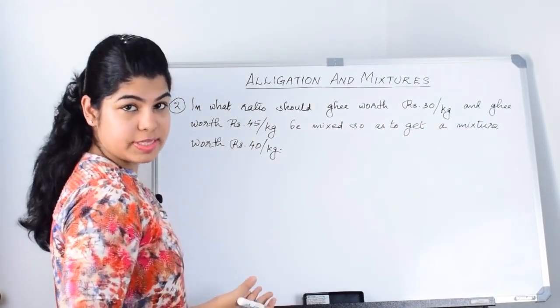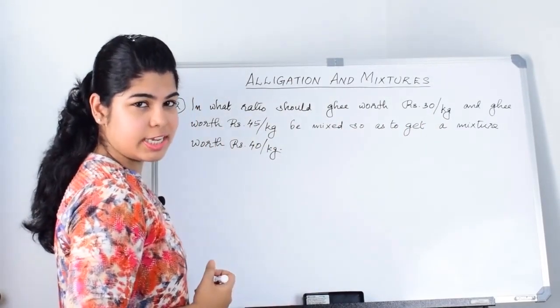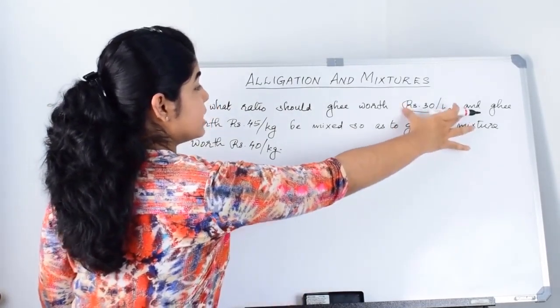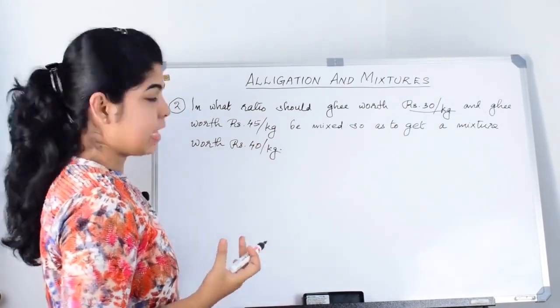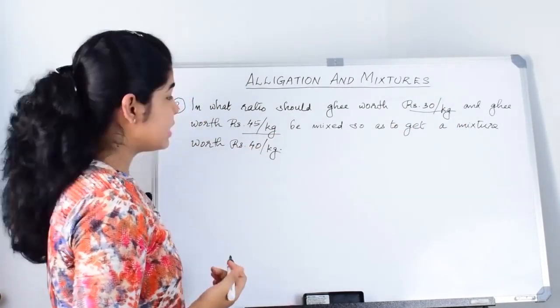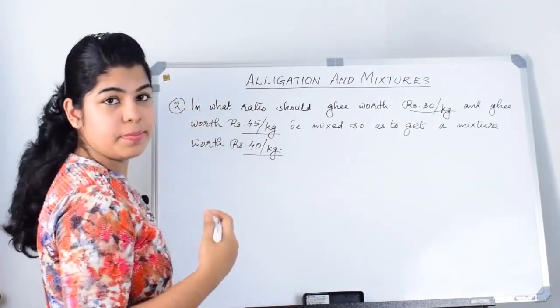How can we solve these questions? We can use the rule of alligation here. It is given that rupees 30 per kg is the cheaper price and rupees 44 per kg is the dearer price, and the mean price is 40 per kg.